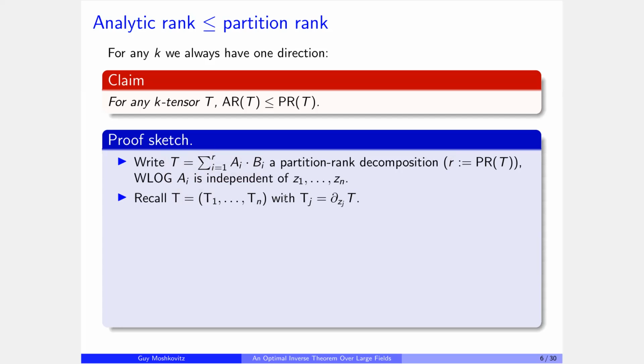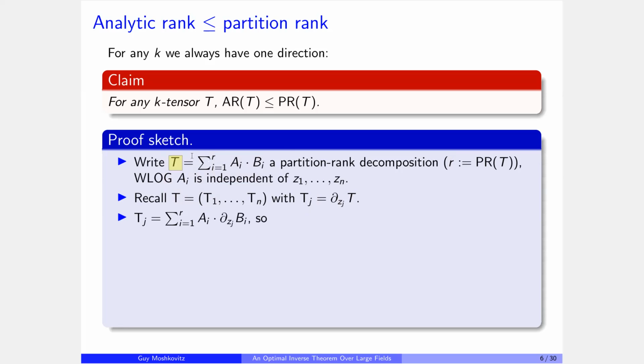So this comes from our assumption that, if we have a tensor of partition rank R, then we have this decomposition of T. On the other hand, if we want to talk about the analytic rank, then we should probably talk about the corresponding map, right? And the components of this map we know are just the derivatives with respect to one of the variable sets. So T_1 is the derivative of T with respect to Z_1, etc. Okay, so now let's tie those two things together.